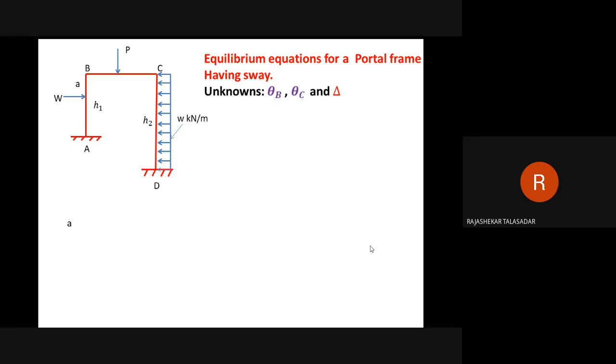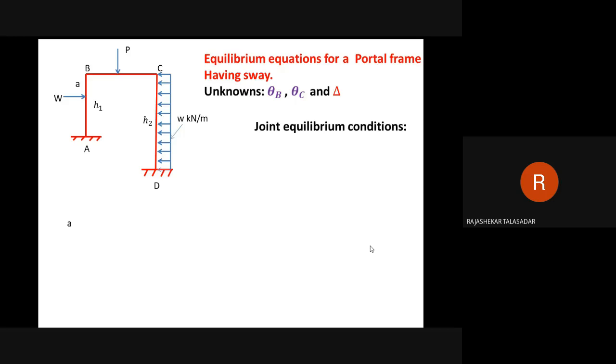Yes. Then how many unknowns will be here? 3. Because theta A is 0, theta D is 0, and theta B and theta C are joint rotations. Along with that, now there is a lateral movement of amount, say delta. Delta is the sway. Delta is called the amount of sway.